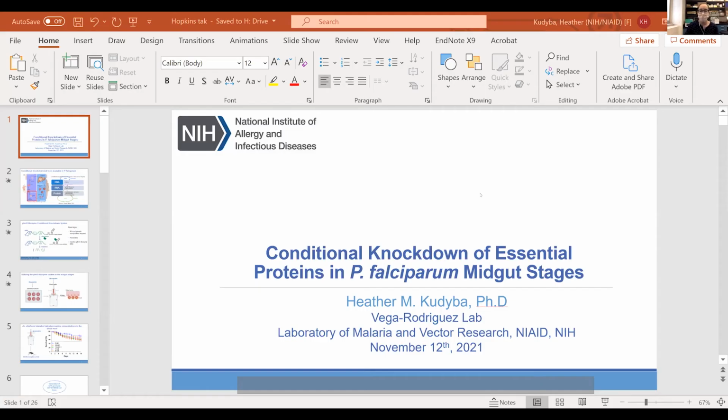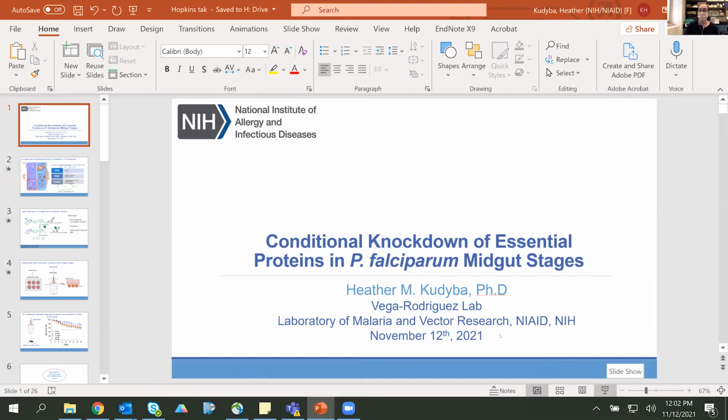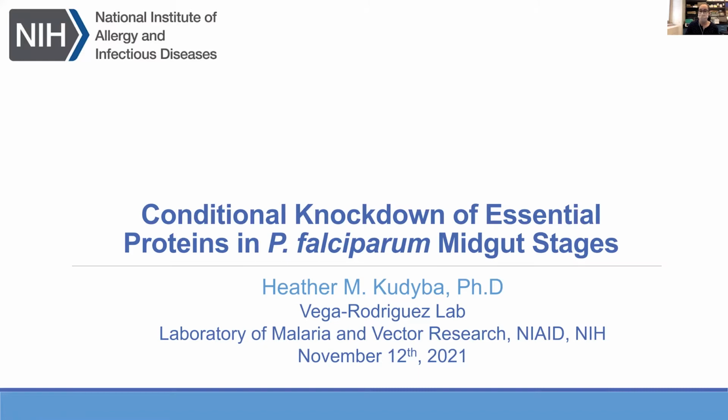So just a little bit about Heather. Heather received her undergraduate degree in biology before going to the University of Georgia for her PhD. Her work focused on using conditional tools in P. falciparum to identify and study the biology of essential genes during the blood stage. She then started her postdoc in Ulia Vega Rodriguez's lab in 2019. And here her interests are establishing a set of conditional tools to study essential genes in the mosquito midgut stages of P. falciparum. The floor is yours, Heather.